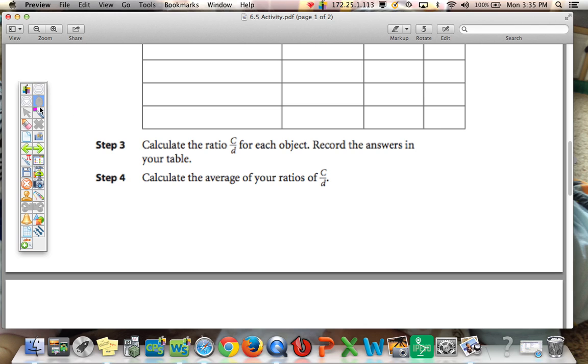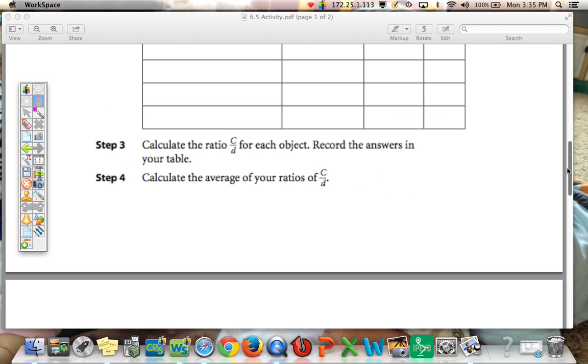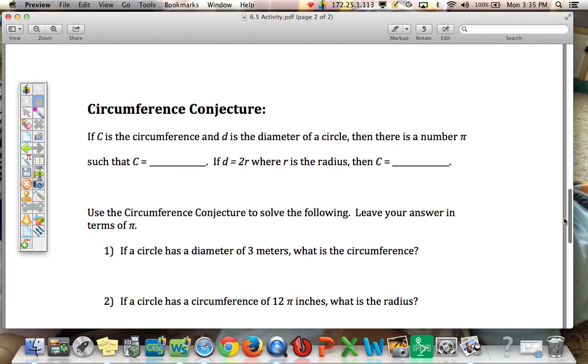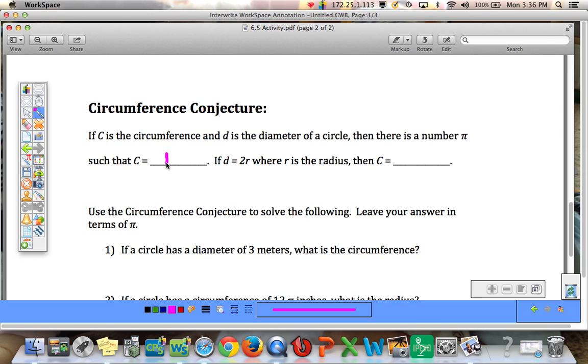And when we do that, we find that this ratio is very close to 3.1415926... or pi. So we're going to use that to develop a formula for circumference. If C is the circumference and D is the diameter of a circle, then there's a number pi such that the circumference is the diameter times pi.